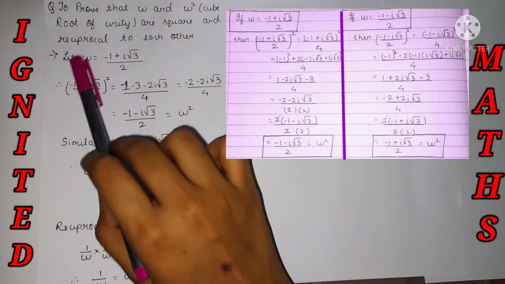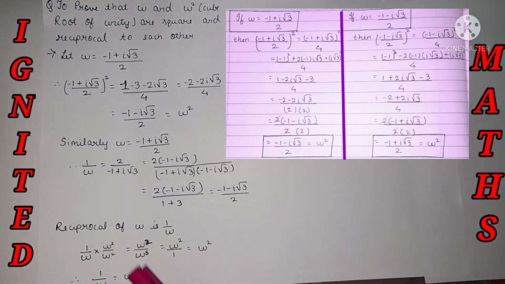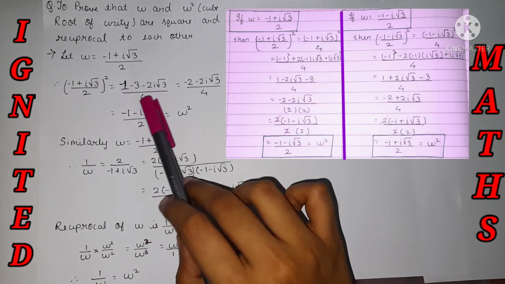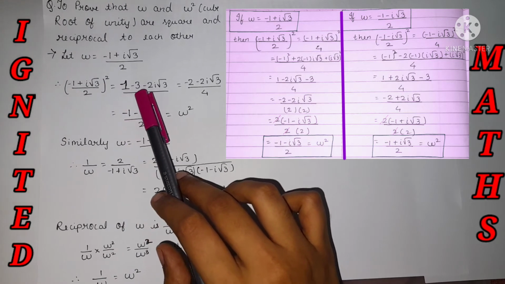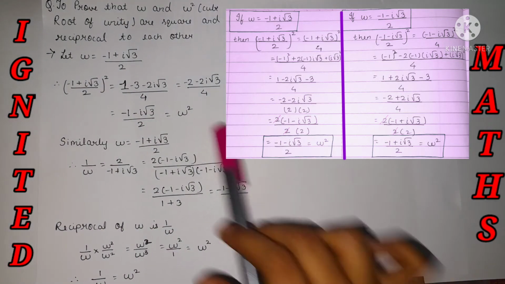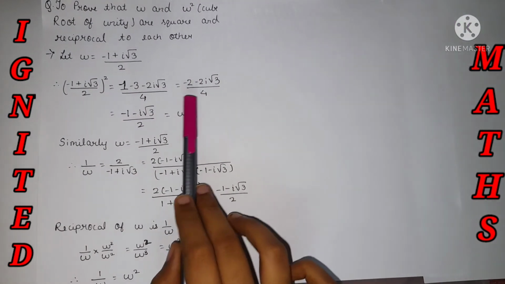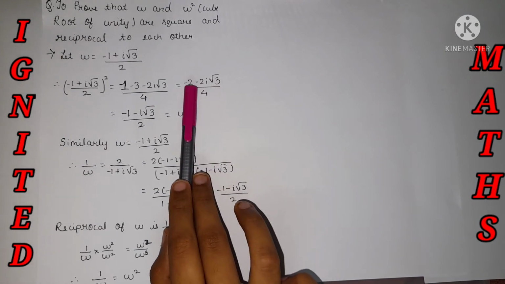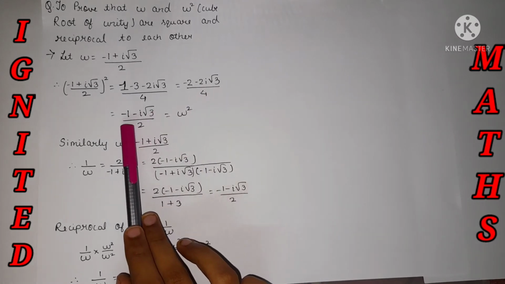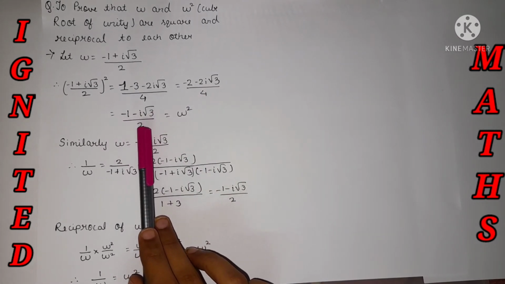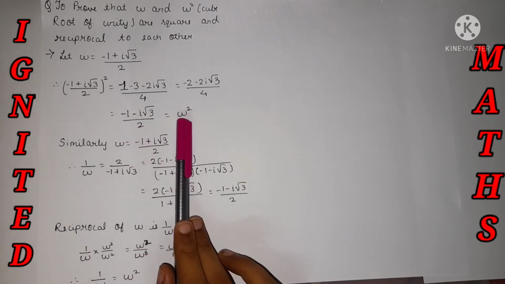Now over here, take the square value of the omega value. We can apply the a plus b whole square formula over here. The 2 square is nothing but 4, keep it as it is, and over here a plus b whole square is a square plus b square plus 2ab. So as before, I have done it over here, and at last I got the answer as minus 2i root 3 divided by 4. Over here the 2 is common from the numerator and denominator, take it as common and cancel it, and we'll be getting the answer as minus 1 minus i root 3 divided by 2. It's nothing but omega square.